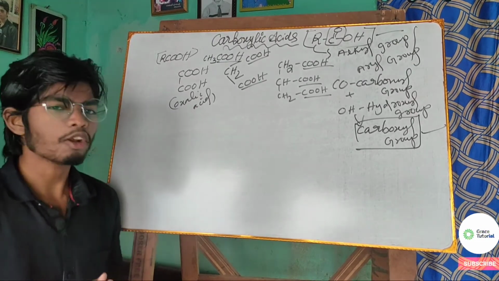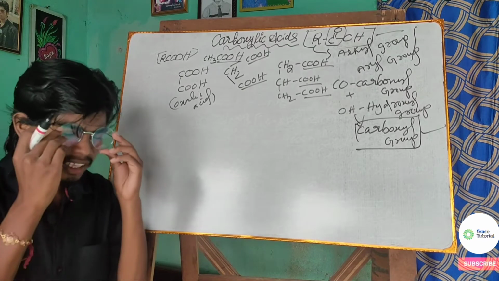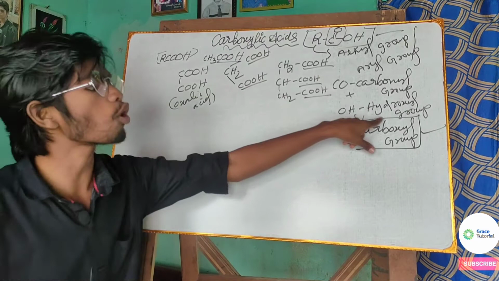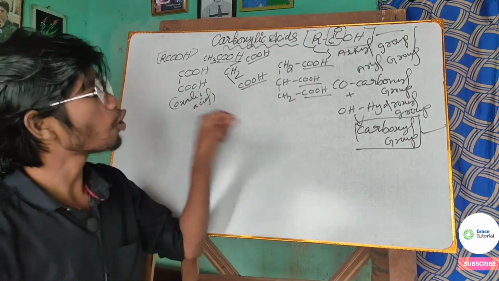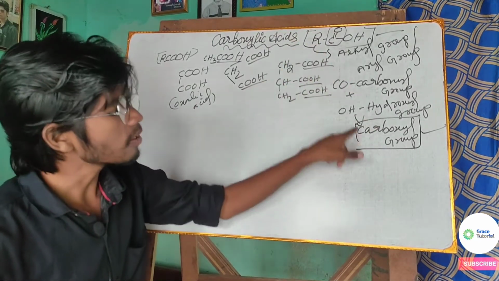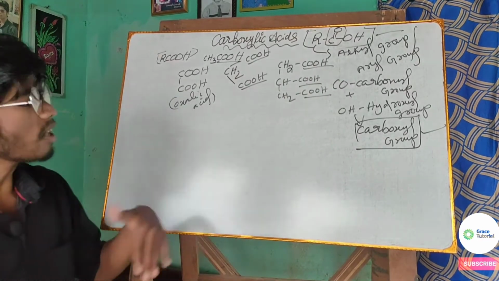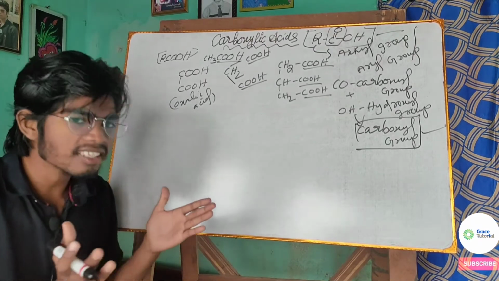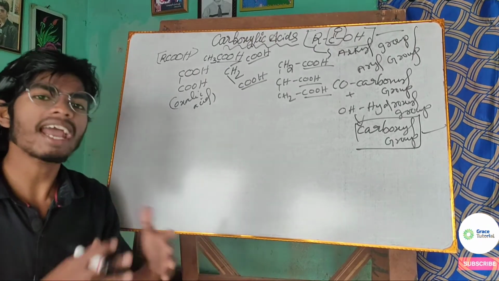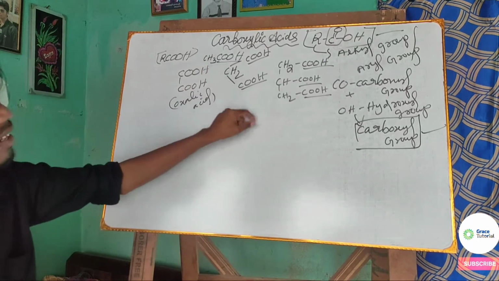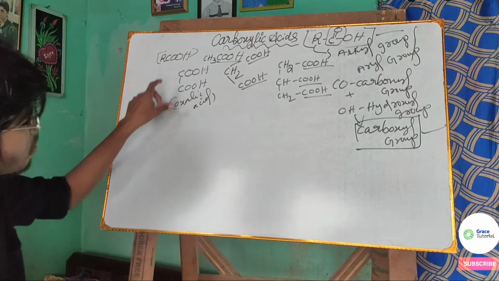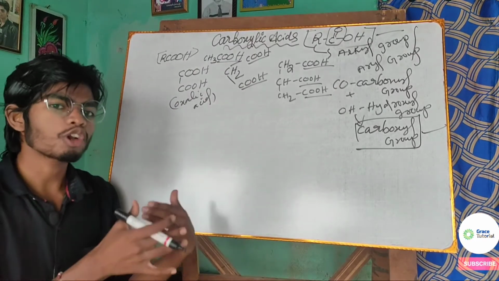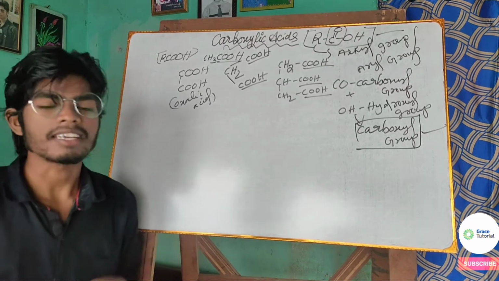So I hope you understood what we mean by the carboxylic acids. The carboxylic acids are the organic compounds which contain both the carbonyl group as well as the hydroxyl group, in which we can say they contain the alkyl group or aryl group with the carboxyl group. On the basis of the number of carboxyl groups, the carboxylic acids have been classified into mono, di, tri, etc. So this is monocarboxylic acid, dicarboxylic acid, tricarboxylic acid, and this is oxalic acid. This is the basic introduction of the carboxylic acid.